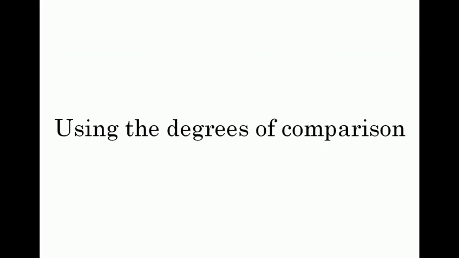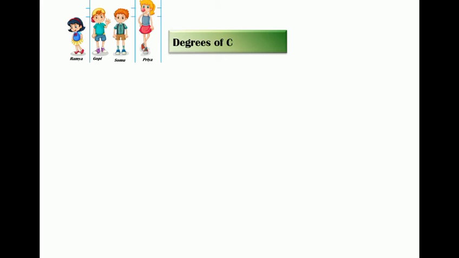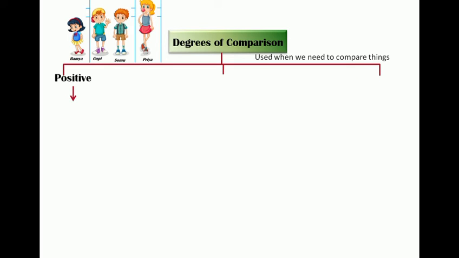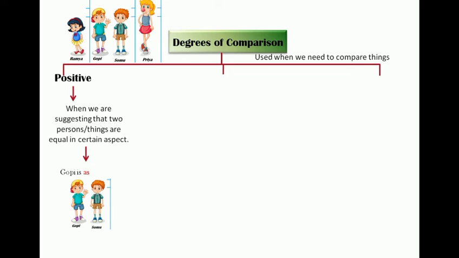How to use the degrees of comparison? We see here one example. You see the picture, how to compare this picture in the form of degrees. First one, positive degree. When we are suggesting that two persons or things are equal in certain aspects, at that time also we use positive with the help of as. Here you see Gopi and Somu are the same size, tall. Gopi is as tall as Somu.